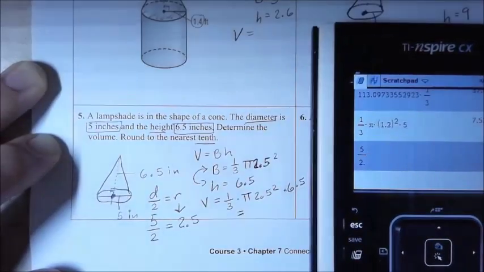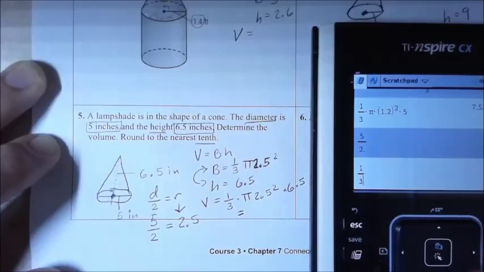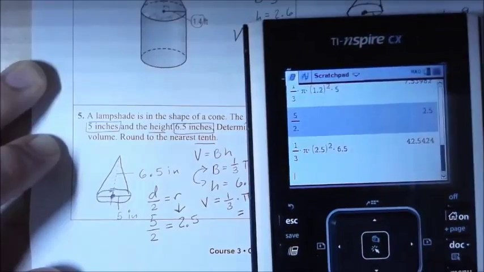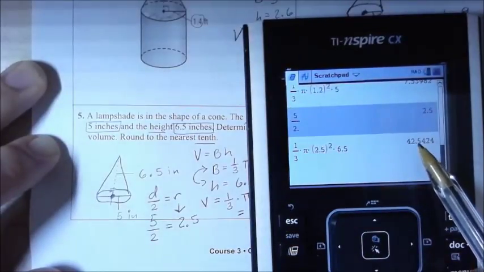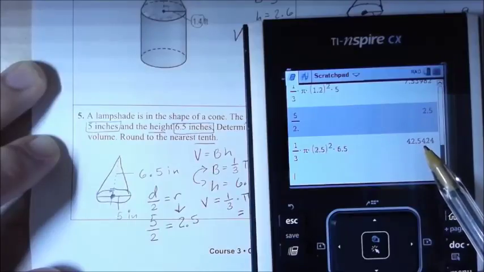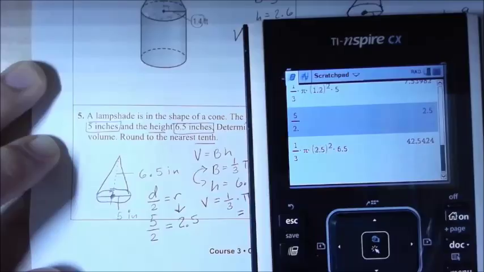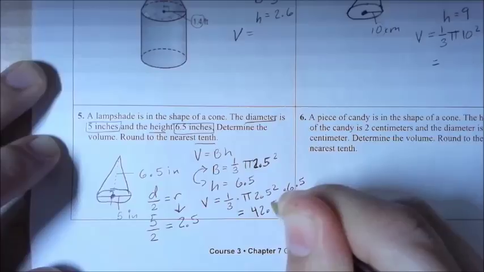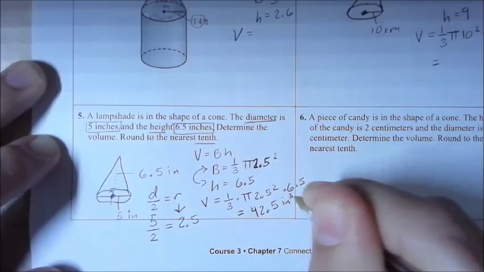And we can put that one in here. So let's see, we have fraction bar 1/3 times pi times 2.5 squared times 6.5. And it gives me 42.54. Now, if we go ahead and round this to the tenths place, after the 5 is a 4. So remember, 4 or less, let it rest. So it says 42.5. So our final answer is 42.5 inches cubed.